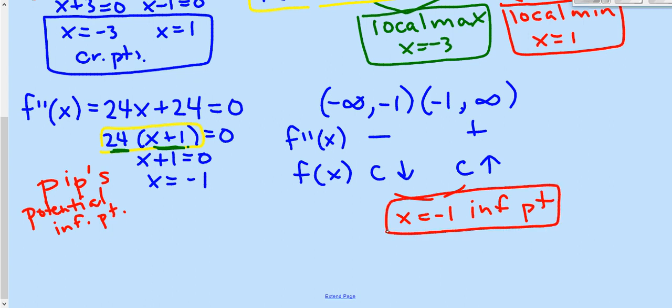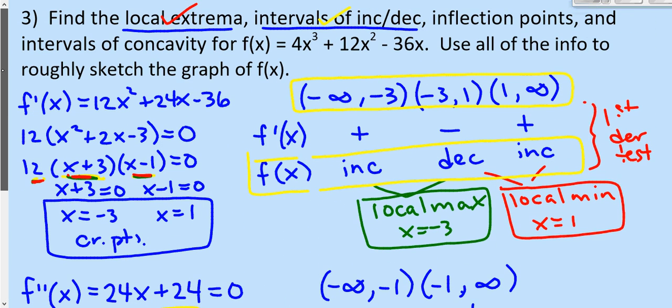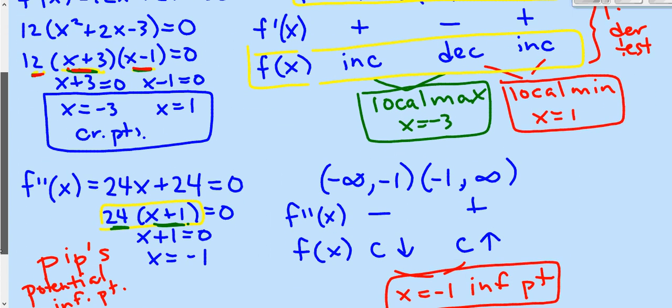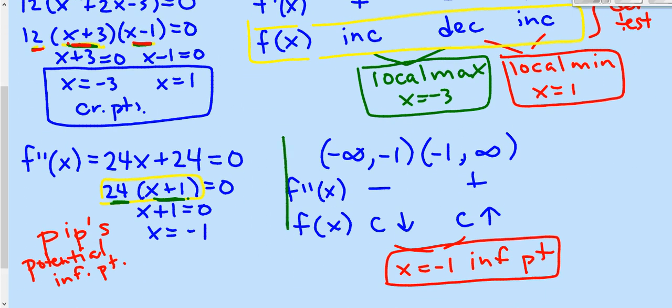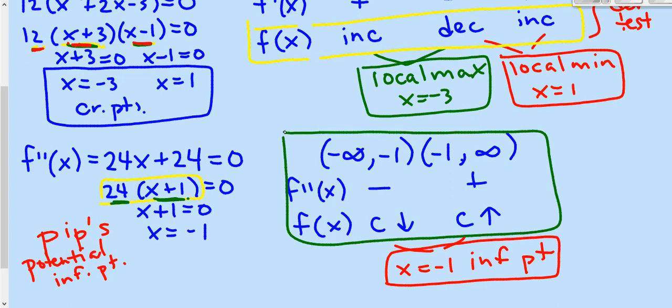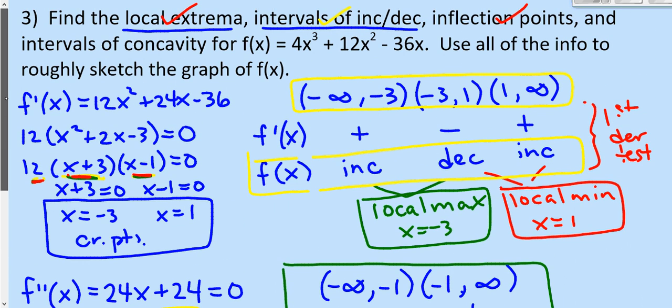Okay, so going back to the directions, we got the inflection points, and we also got the intervals of concavity, concave down, concave up. Use all of the info to roughly sketch the graph. Okay, this is a lot of info. So, here's what we're going to do.